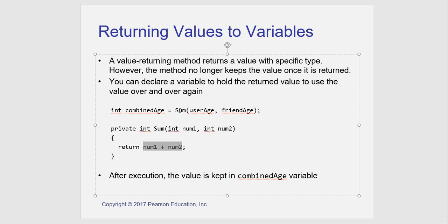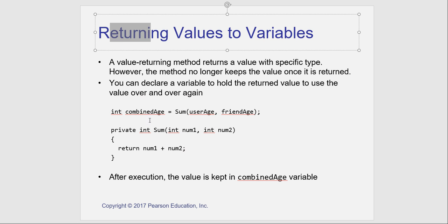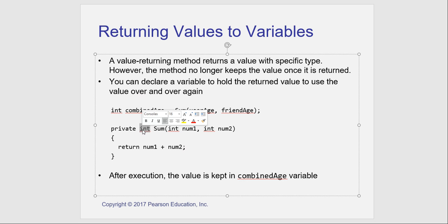And then this becomes the answer, 43. The combined age of those two people would be 43 if it was 21 and 22. So that's an example of how returning values works. It changes the data type. The access modifier can still be public or private, but we have to change it from void to int because we're returning an integer value. Of course, this could be a double.